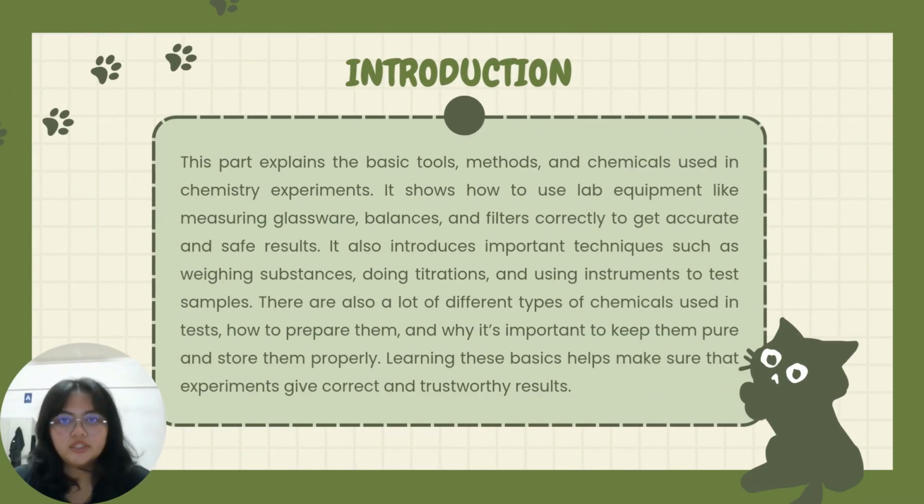For the introduction, this part explains the basic tools, methods, and chemicals used in chemistry experiments. It shows how to use lab equipment like measuring glassware, balances, and filters correctly to get accurate and safe results. It also introduces important techniques such as weighing substances, doing titrations, and using instruments to test samples. There are also a lot of different types of chemicals used in tests, how to prepare them, and why it's important to keep them pure and store them properly. Learning these basics helps make sure that experiments give correct and trustworthy results.